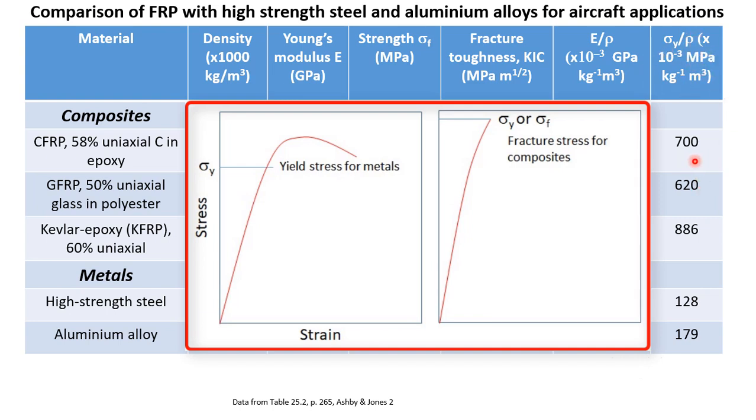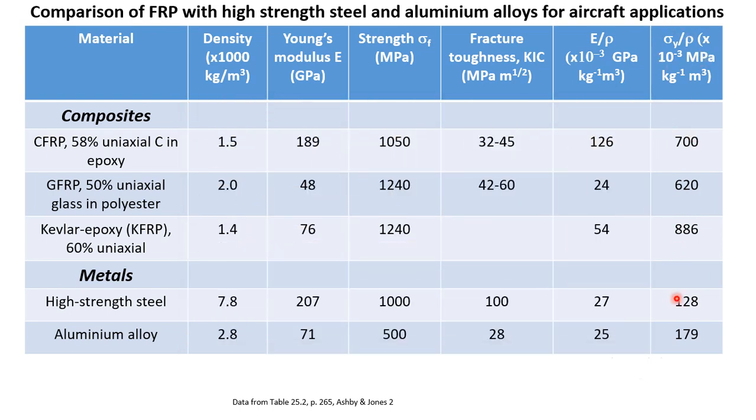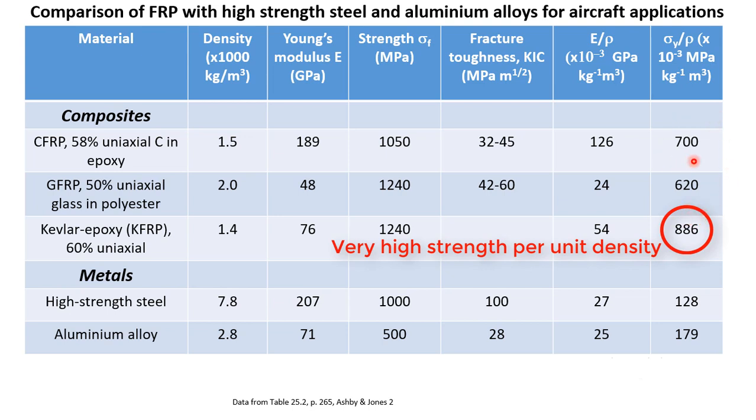Now this ratio represents the strength per unit density. The higher the value, the better the strength and the lighter the structure. So from here we can see that CFRP has 700, compared with metals, which is very, very low. So CFRP will again give you a very strong and very light material. Now among these composites, Kevlar composite gives better performance, 886. So that means Kevlar is much stronger and lighter compared to CFRP.